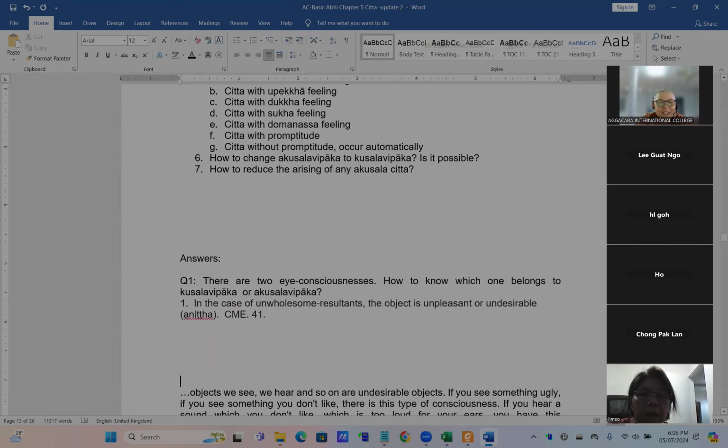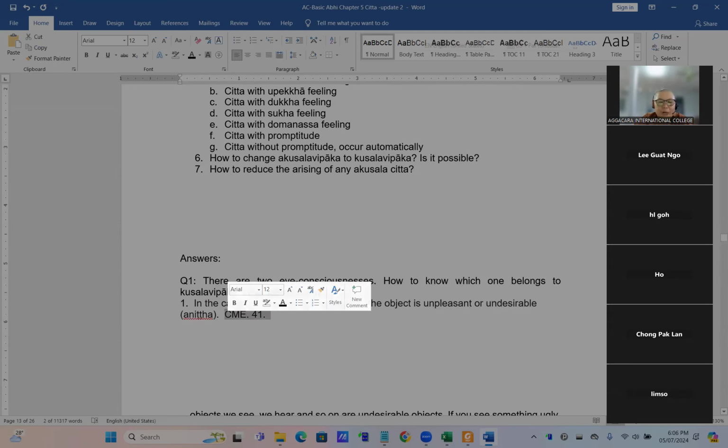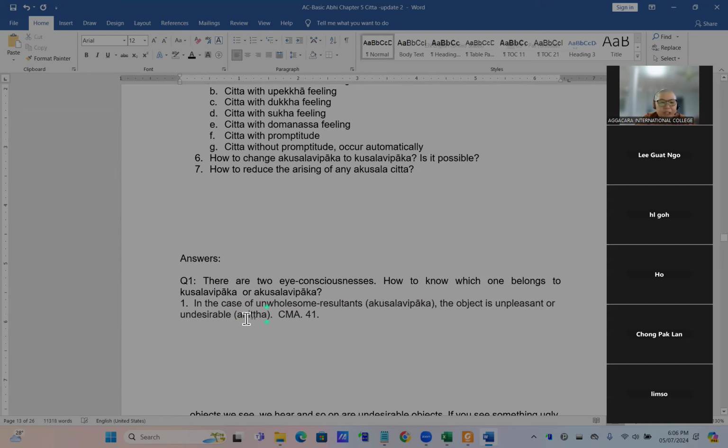Do you see the answer down there? Actually, I typed the answer already. So how do you know which one belongs to akusala vipaka and kusala vipaka? Exactly, the Comprehensive Manual of Abhidhamma by Bhikkhu Bodhi, page 41: in the case of unwholesome resultant, the akusala vipaka, the object is unpleasant or undesirable, and the Pali word is anittha. Okay, that's the answer.